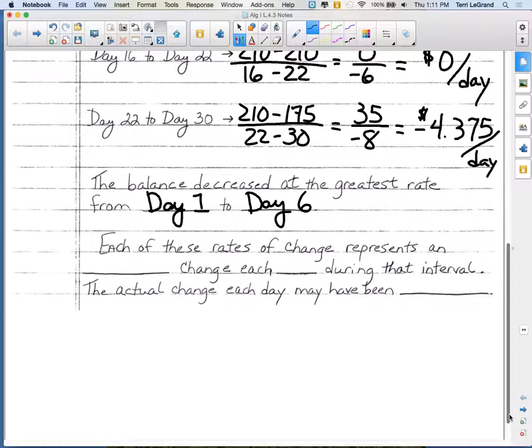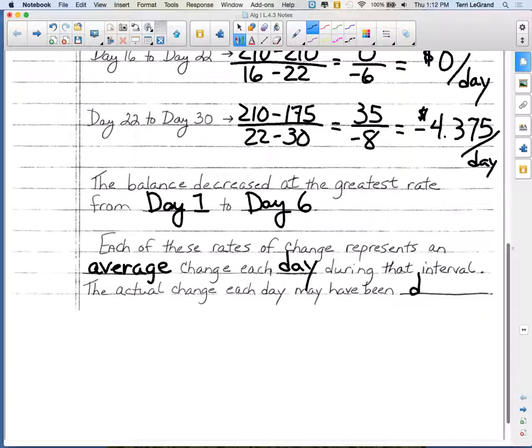Okay. Each of these rates, we need to keep in mind, actually represents an average change. In other words, in that third time frame, it might not have been exactly $0 every day. One day it might have gone up $10, the next day gone down 20, the next day gone up 10, next day no change, and in the end ended up with the same balance. So it's averaged for each day during that interval. We talk about it as an average rate of change over that interval.